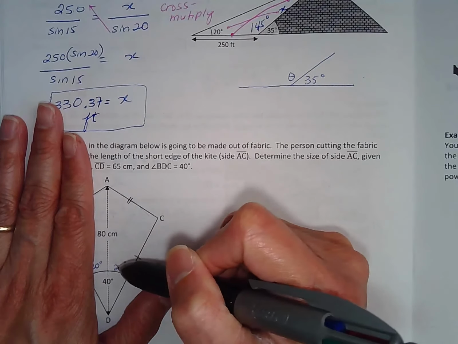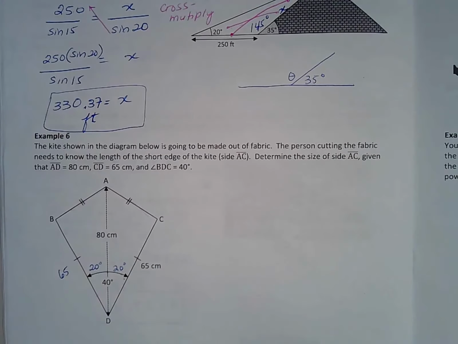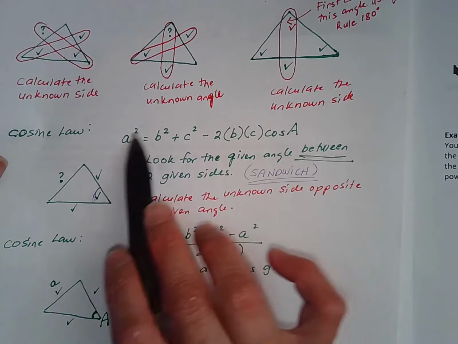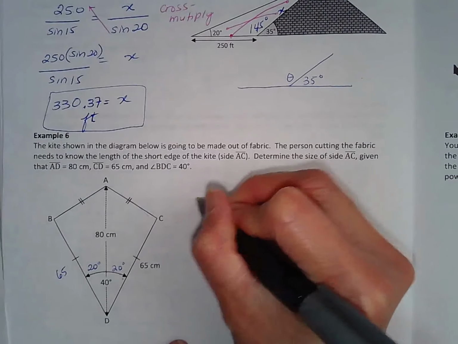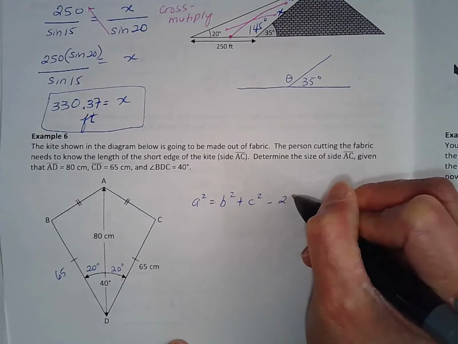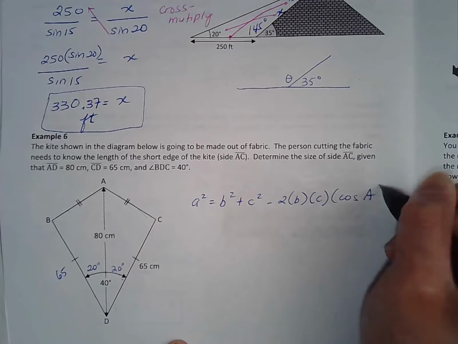Yeah, 20 degrees. The angle is sandwiched between the two given sides. Okay, so what formula do we use? This is the formula to use: a squared equals b squared plus c squared minus 2 times b times c times cos of A.